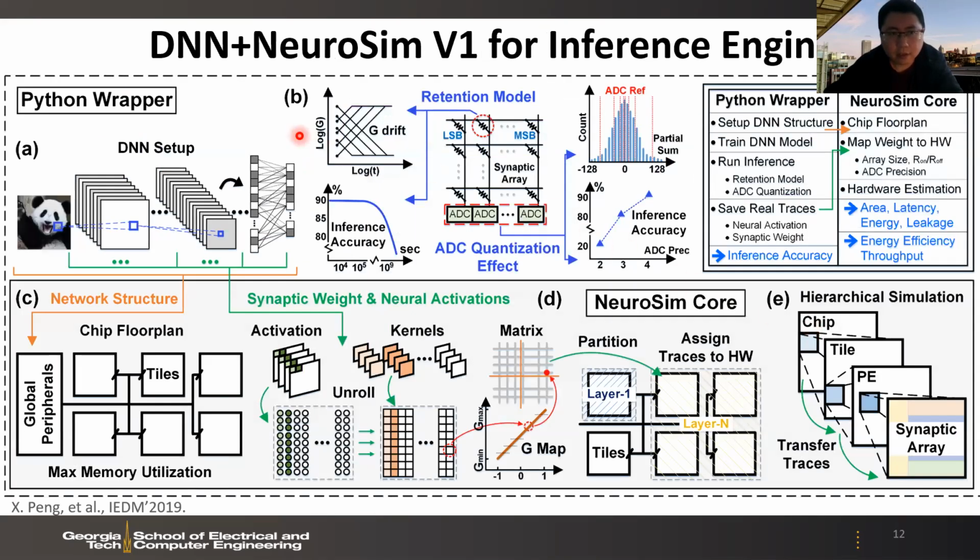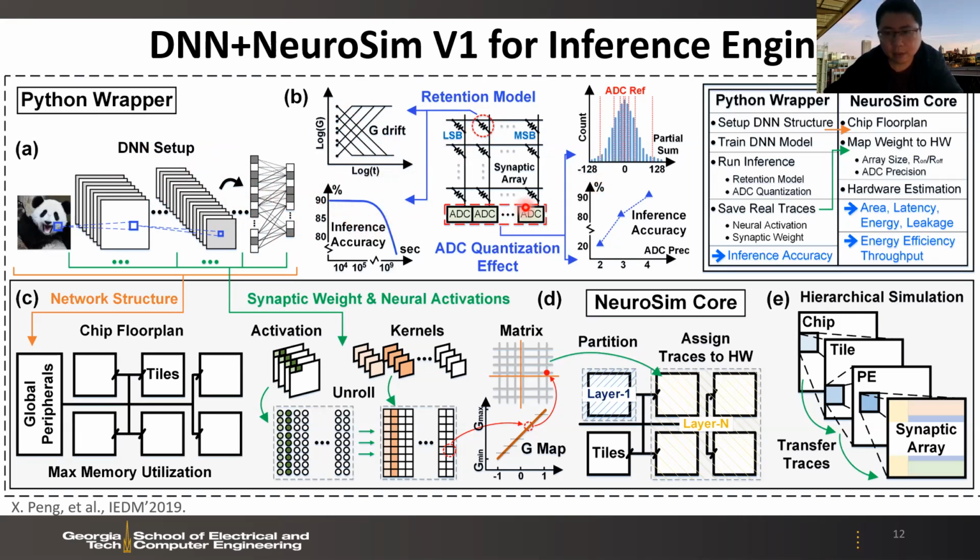So here is the overall flow of version 1 for the inference engine. Here we can define an arbitrary neural network in PyTorch, and this is in the Python environment. And then we need to incorporate the device-level or circuit-level non-ideal effects into the accuracy estimation. For example, if the device retention has some problem, so the conductance drifts over time, then that may impact the inference accuracy. Accuracy may also drift over time. So we need to incorporate those non-ideal behaviors into the algorithm to check the inference accuracy.